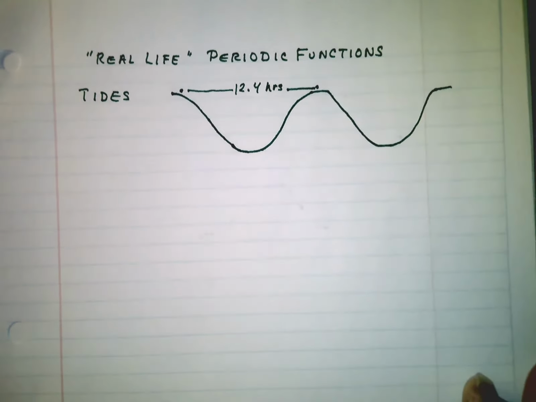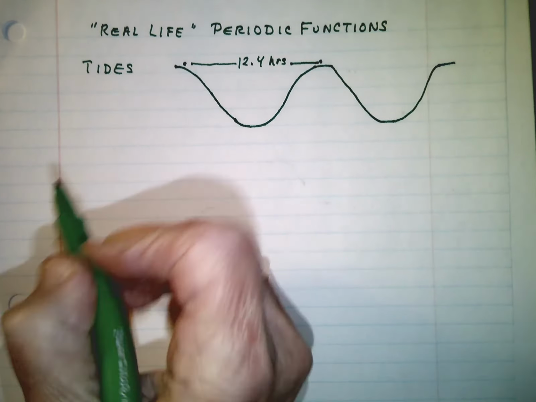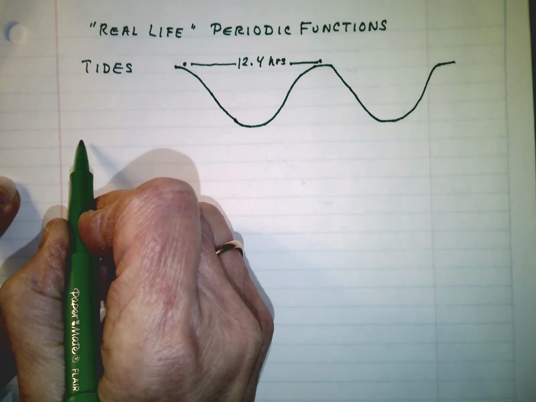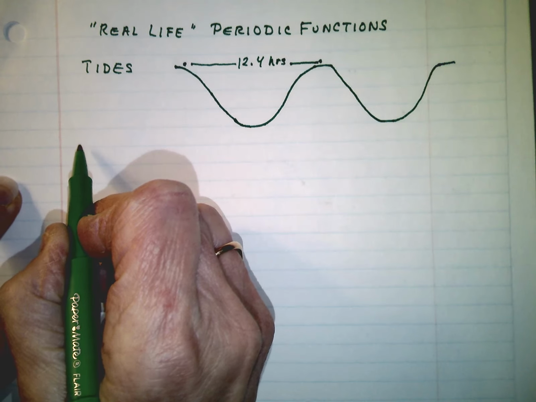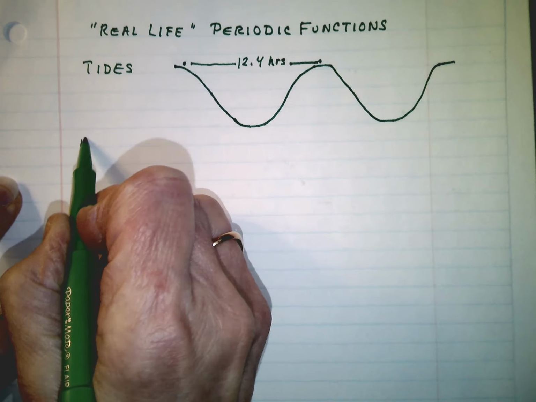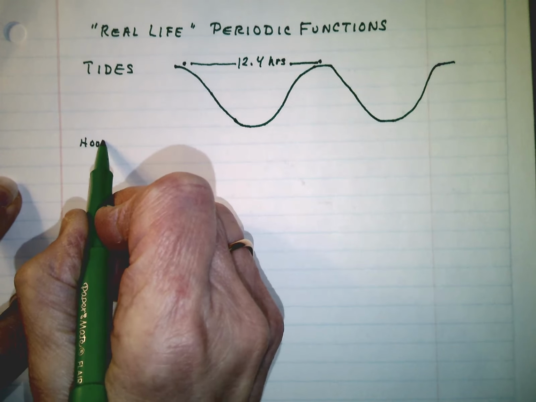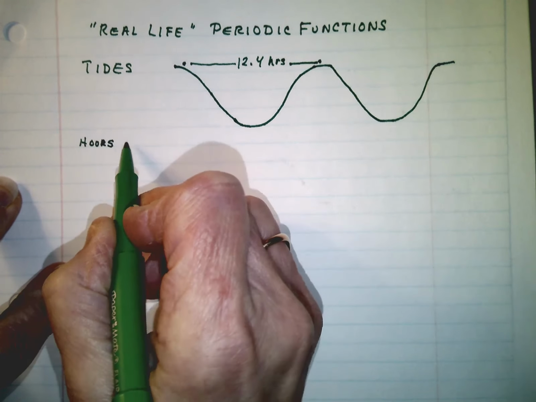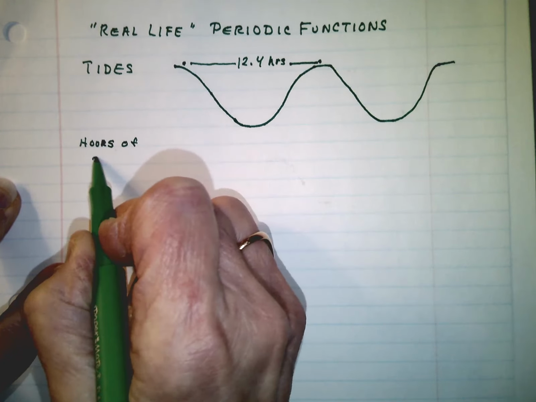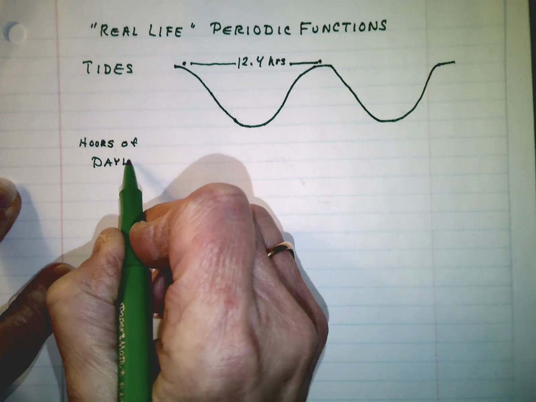Another example, you may have noticed that lately the sunlight is lasting longer in the evening. And if you get up early, that it's a little earlier for the daylight, for the sun to rise. So that's another periodic function.